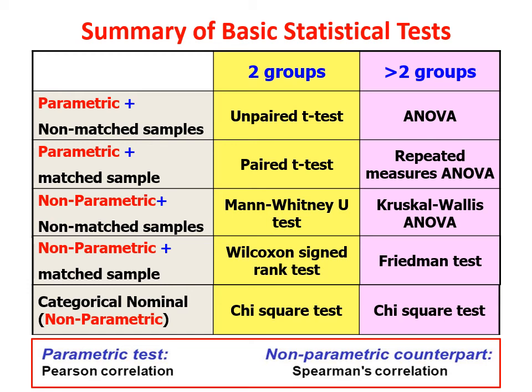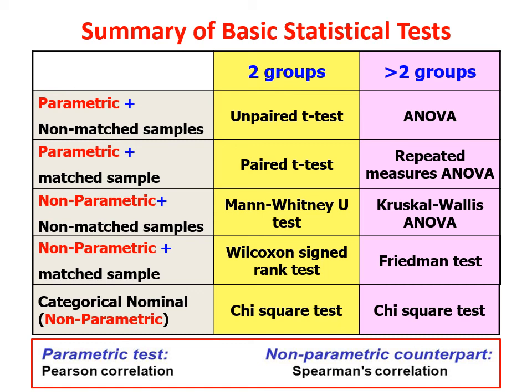If we have more than two groups and non-matched, for example control, model, and model plus drug A, so I have three groups, in this case we use ANOVA, in case of being parametric. If the same three groups but the data is non-parametric and non-matched, we use Kruskal-Wallis instead of ANOVA. So Kruskal-Wallis is the alternative to ANOVA when the data is non-parametric.